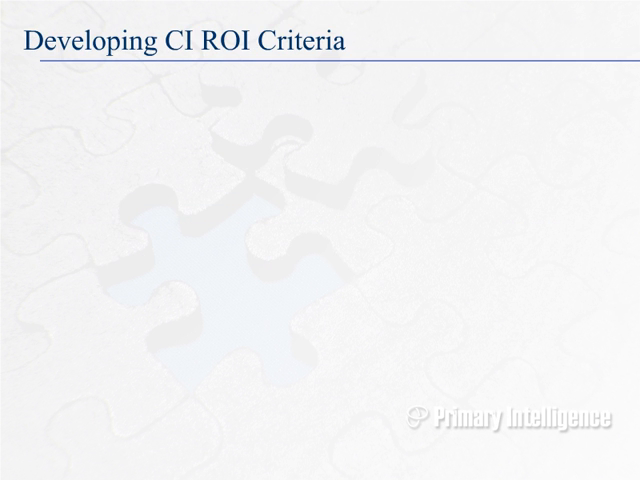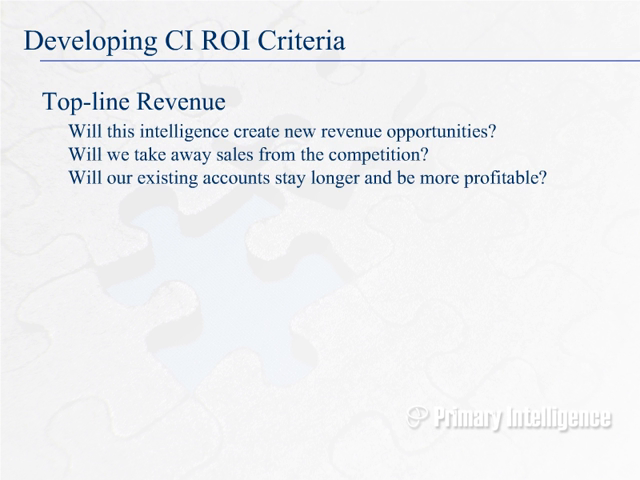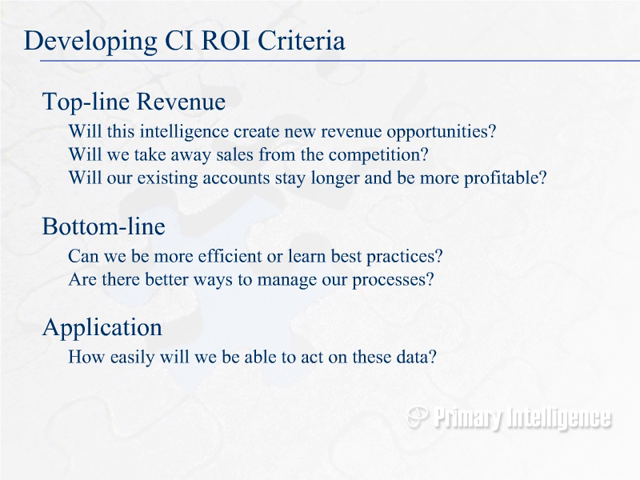So as we develop criteria to evaluate whether this will provide ROI, it's really very simple. Most of the time, we're looking for information that will provide more top-line revenue. Can we create more business? We're looking for information that will improve the bottom line. Where can we be more efficient operationally? And finally, applicability. Because if we can't act on the data, then it's not as useful as we might hope. It's not going to provide you with the ROI you're looking for.